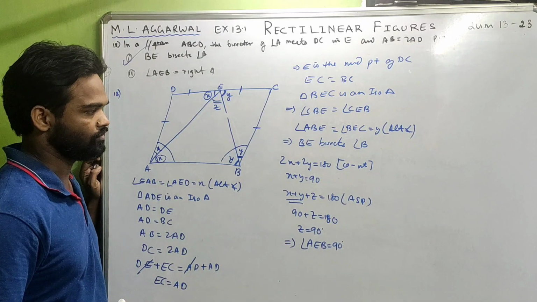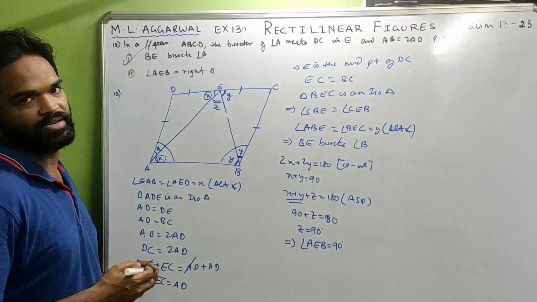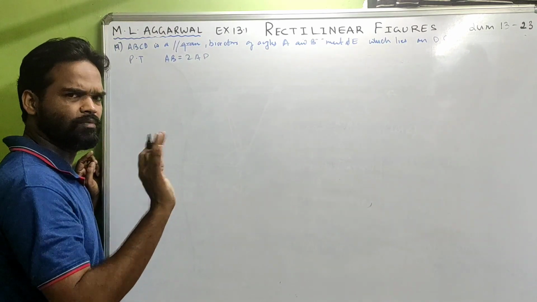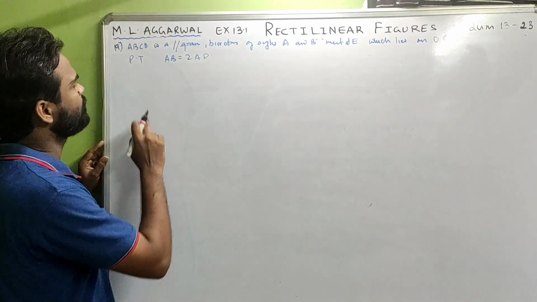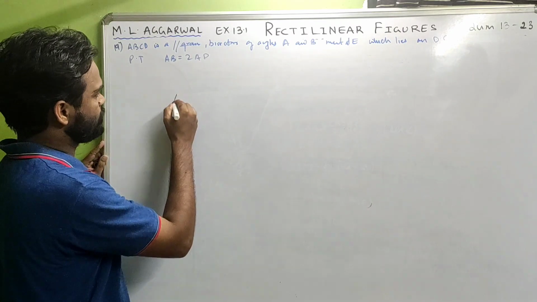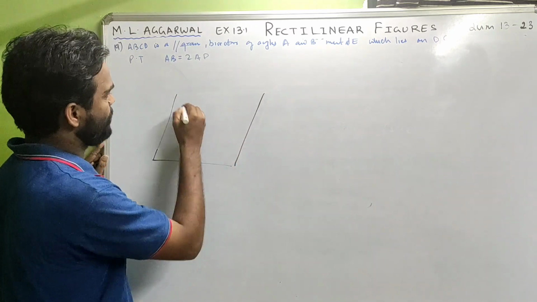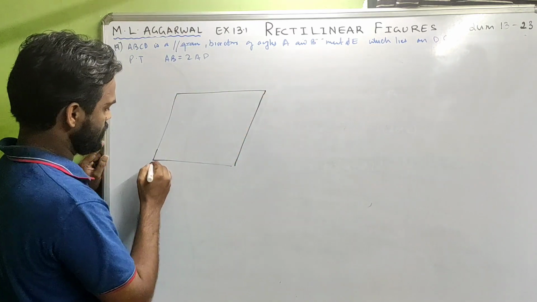Done. Now let us look at the next sum. Sum number 19. Very easy. Somewhere very close to the previous sum. ABCD is a parallelogram. So we'll draw a parallelogram ABCD.